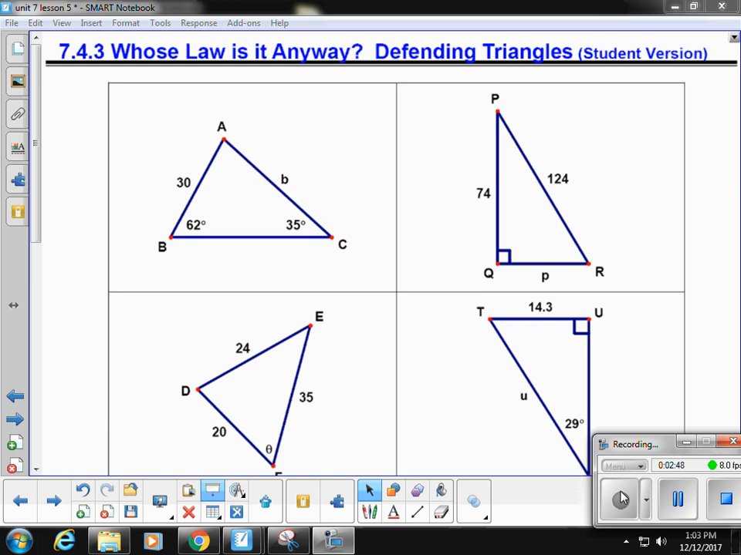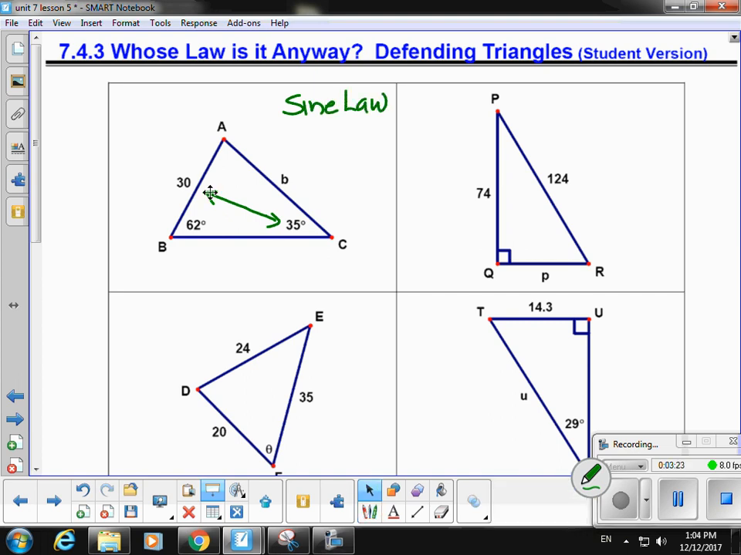Okay, for 7.4.3, which you have on your handouts, our first job is to look at these triangles and decide what we would use. For this first triangle in the upper left, I am looking to see if I could use SOHCAHTOA or Pythagorean theorem, and I can't. So my second choice would be sine law, and I'm looking to see if I have an angle side pair complete. I have the 30 across from the 35. So yay, I can use sine law.